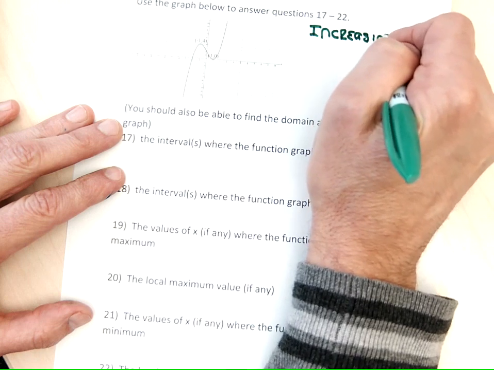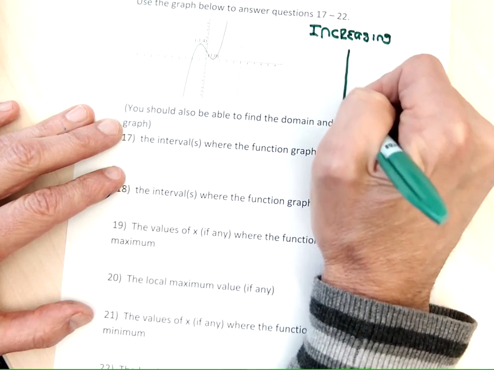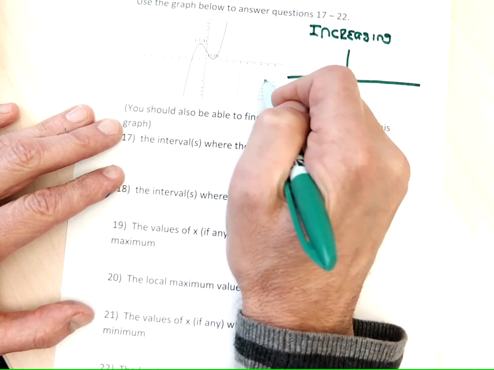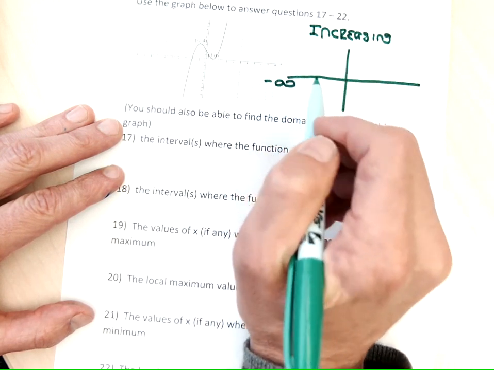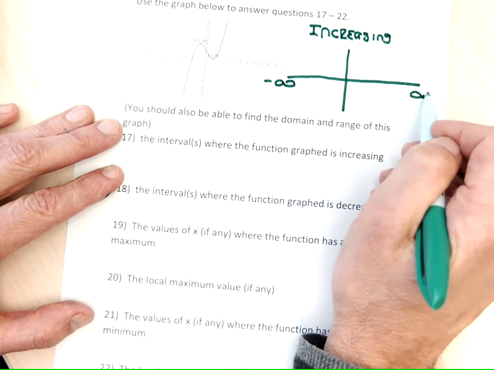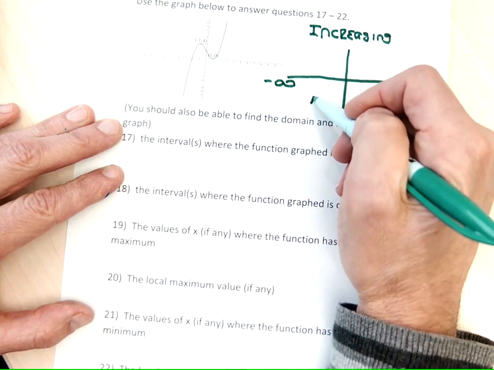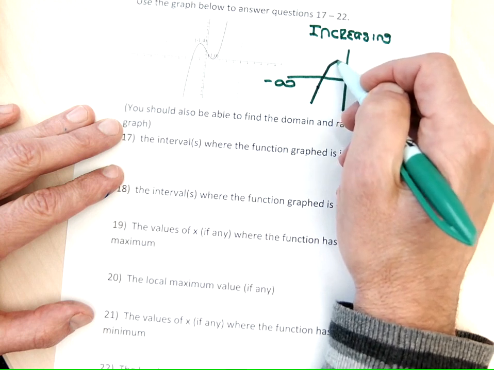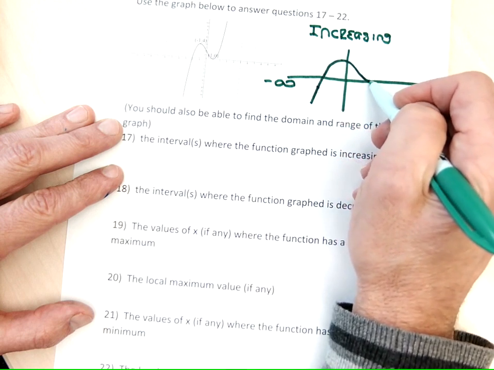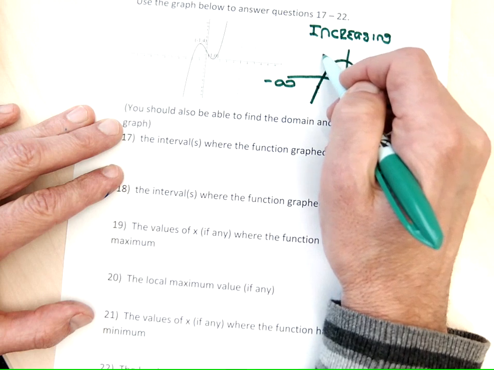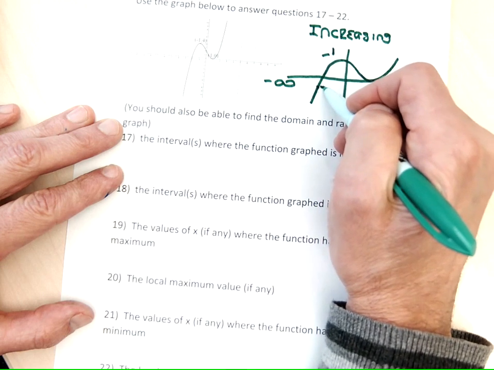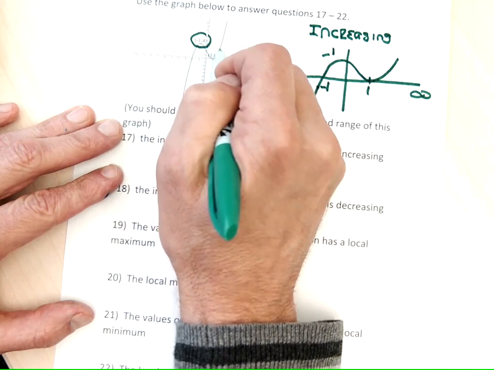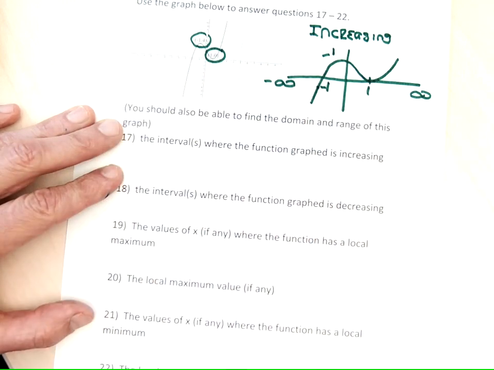If I'm trying to answer the question about where the graph is increasing or where the graph is decreasing, I need to mark up my x-axis with negative infinity on the far left edge, positive infinity on the far right edge, and then only the x value of where this graph is turning. So I have two turning points, the point (-1, 4) and the point (1, 0). These two points are a maximum and a minimum point, but they're turning points.